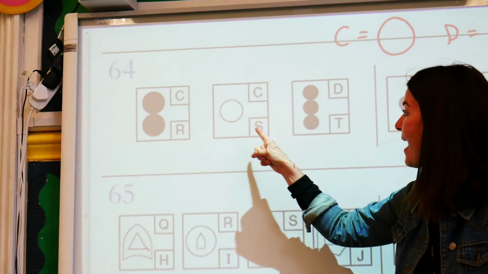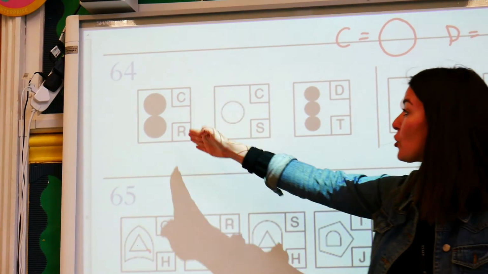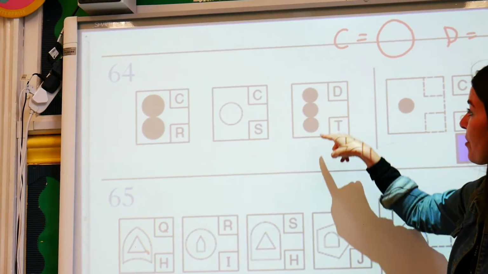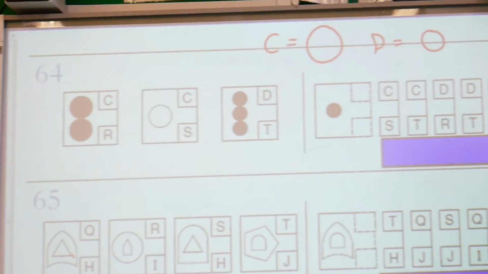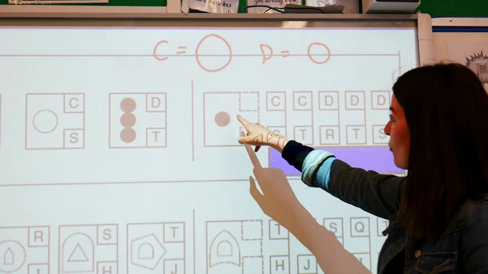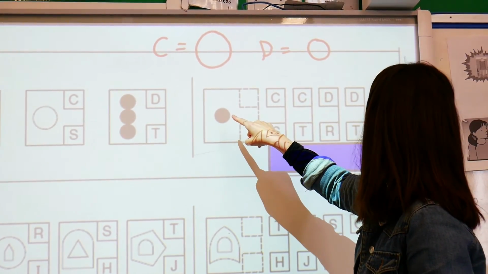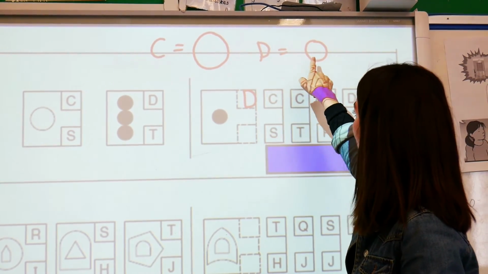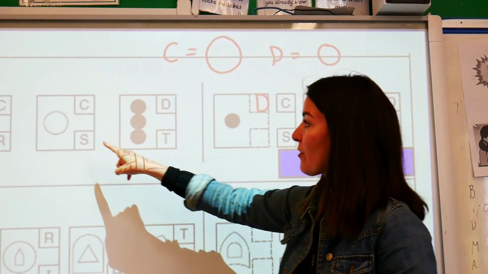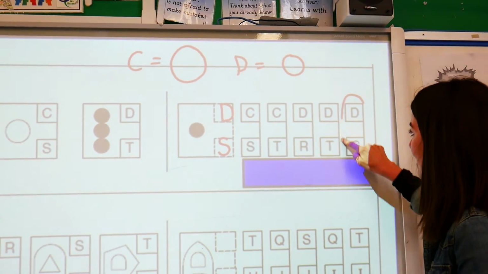Then I look at my codes on the bottom. I've got R, S, T. Now, R, we could say, okay, that's 2 circles. S is 1 circle, and T is 3 circles. So if I have a little look now at this shape that I've got here, okay, I've got a small circle, so I think, okay, that's going to be represented by a D, a small circle. And then I've only got 1 circle, okay, now that's going to be represented by an S. So my answer is going to be DS.